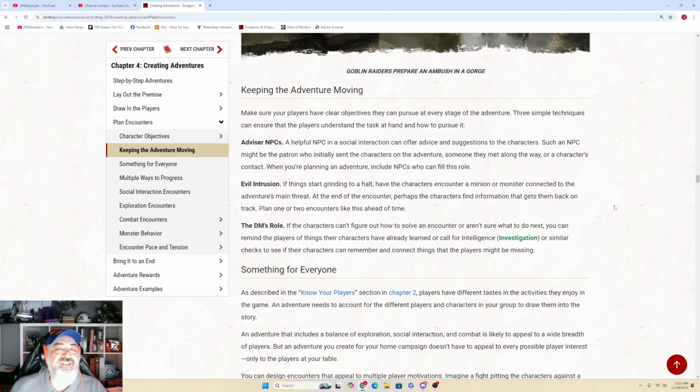So the next section is keeping the adventure moving. Make sure your players have clear objectives they can pursue at every stage of the adventure. Three simple techniques can ensure the players understand the task at hand and how to pursue it. Advisor NPCs. A helpful NPC in a social interaction can offer advice and suggestions to the characters. Such an NPC might be the patron who initially sent the characters on the adventure, someone they met along the way, or a character's contact.